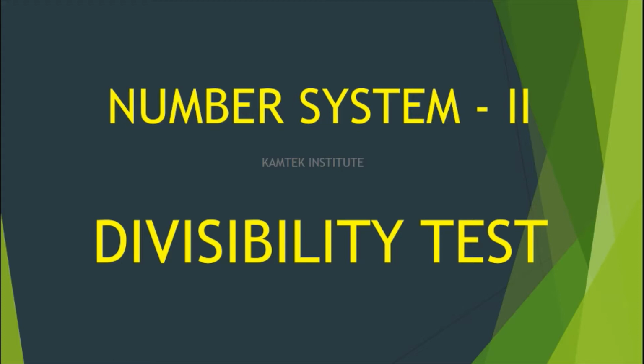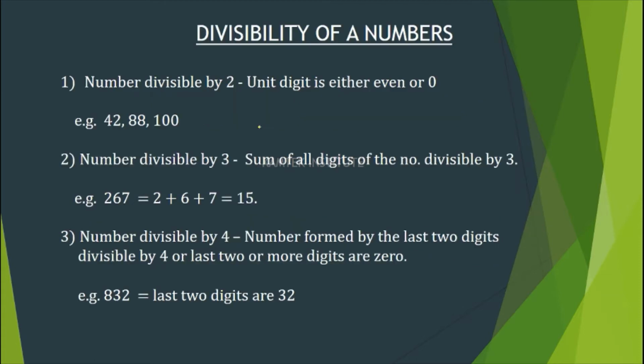Today we'll continue with number system and discuss divisibility tests. So we start with divisibility of a number, and the first one we have is how do we check whether a number is divisible by 2. When the last digit of a number is either even or 0, then that number is divisible by 2.